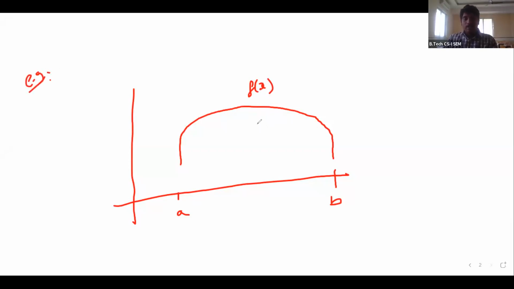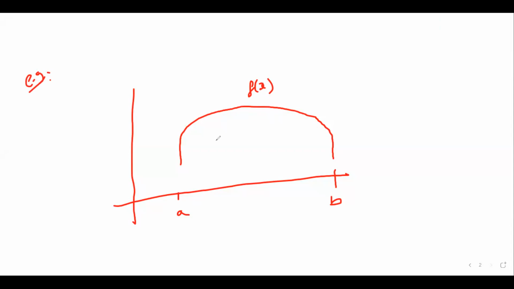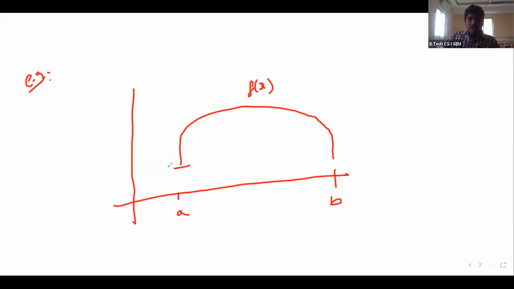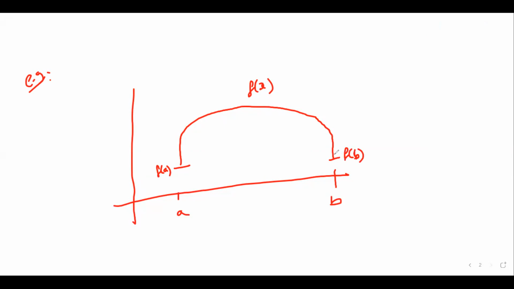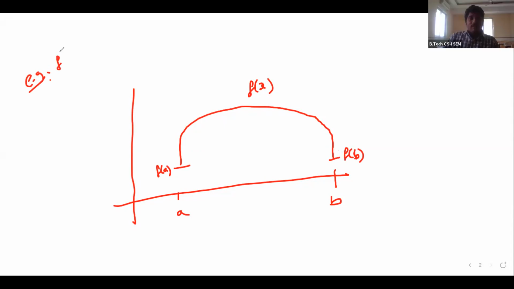Okay. And is it differentiable or not? Yes, sir. Why? It is very smooth, right? Now, are f of A and f of B at the same level or not? Yes, sir. That is what f of A is equal to f of B means.